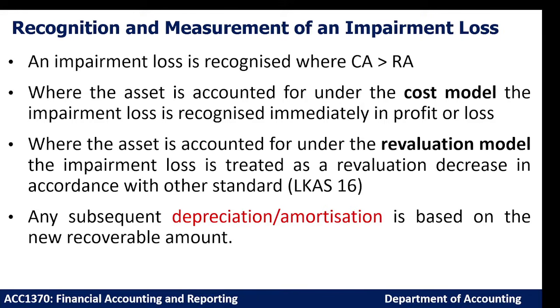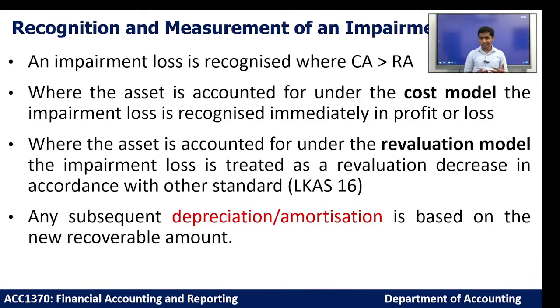Recognition and measurement of an impairment loss. An impairment loss is recognized where the carrying amount is greater than the recoverable amount. You know that when the carrying amount is greater than the recoverable amount, the asset is overstated. So we have to recognize the impairment loss.